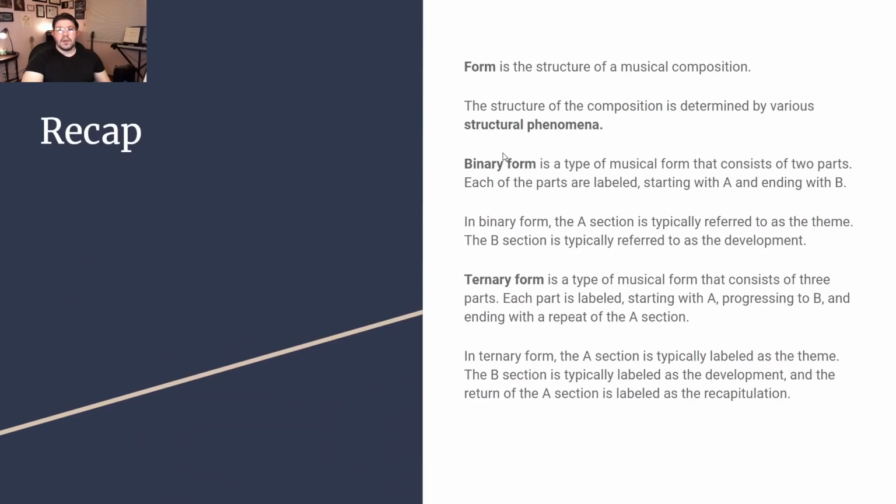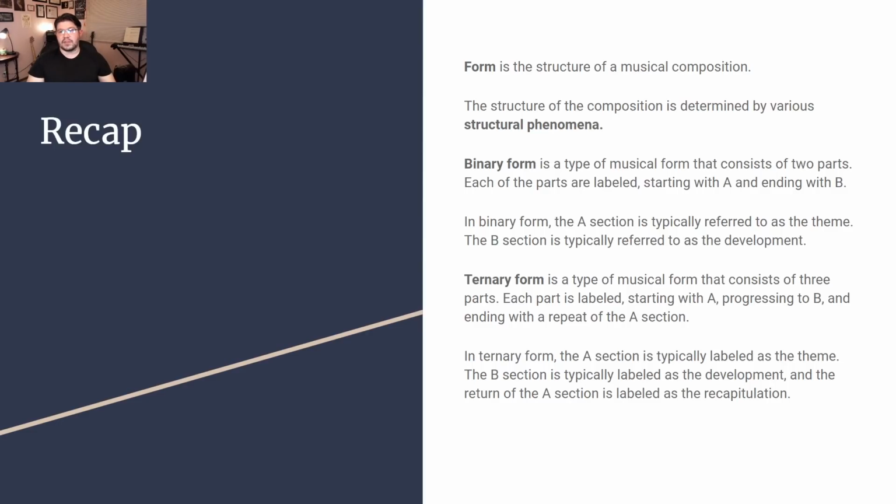Right? So the only thing we've got left is this little recap here so that this video doesn't get too horribly long on you. But anyway, there's all good information in here. This is some high level stuff, and I'm really happy to be sharing this with you. So to recap right here, form is the structure of a musical composition. The structure of the composition is determined by various different types of structural phenomena. Now, we did talk about those. Feel free to rewind the video and look at them one more time.